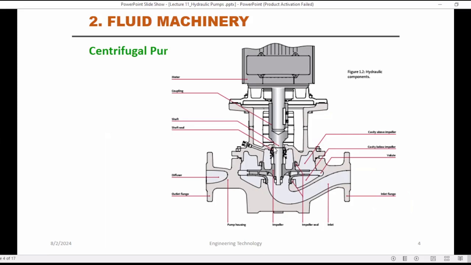Then here you can see the shaft seal, okay? The shaft seal is there to seal without moving water. Then this part is the shaft, motor shaft and pump shaft, okay? Then the pump housing here, this ash color one, pump housing.